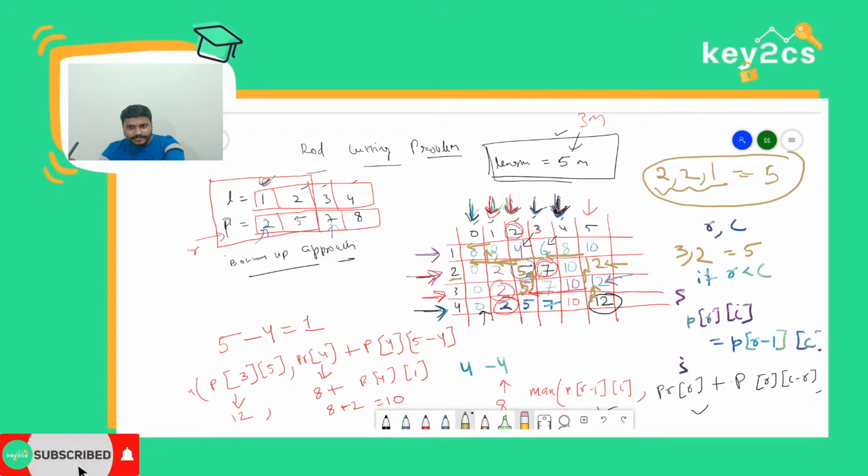Understood this point, guys? Understood? I hope you're following this. Understood how to get the combination from this table? Clear? Clear, guys? Yes, everyone? Okay.